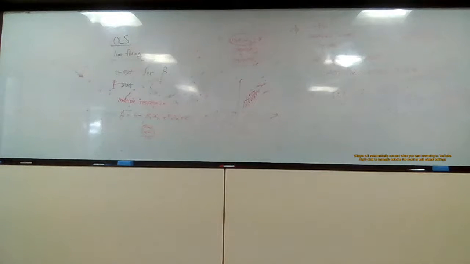But anyway, this one is the test for heteroskedasticity. It checks whether the OLS assumption is correct or not. H0, the null hypothesis, is that OLS is correct, constant variance. And if you reject it, then basically the assumption of OLS is not reliable.